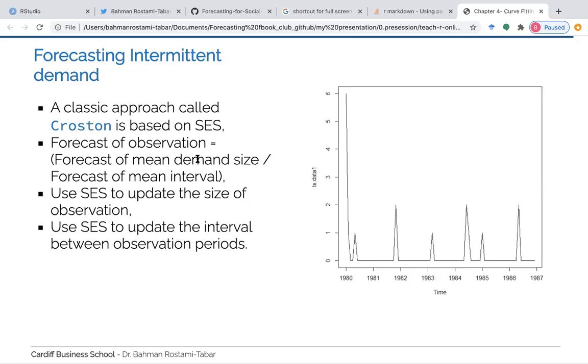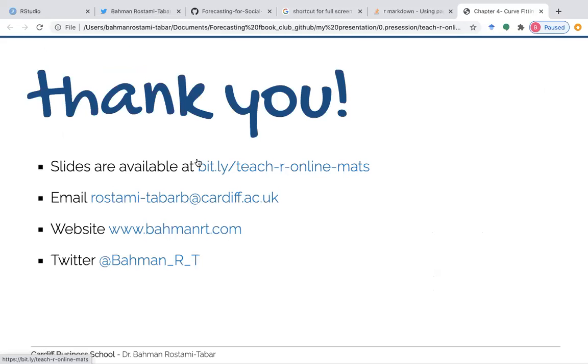There are actually many more advanced methods that deal with intermittent demand forecasting. So we may have sessions in the future where we look at intermittent demand in particular, but just to have the idea of what is intermittent demand and what is Croston, I think it would be enough for this session. Yeah, I think that was what I wanted to share about this chapter. If there is any particular question, I'm happy to answer.